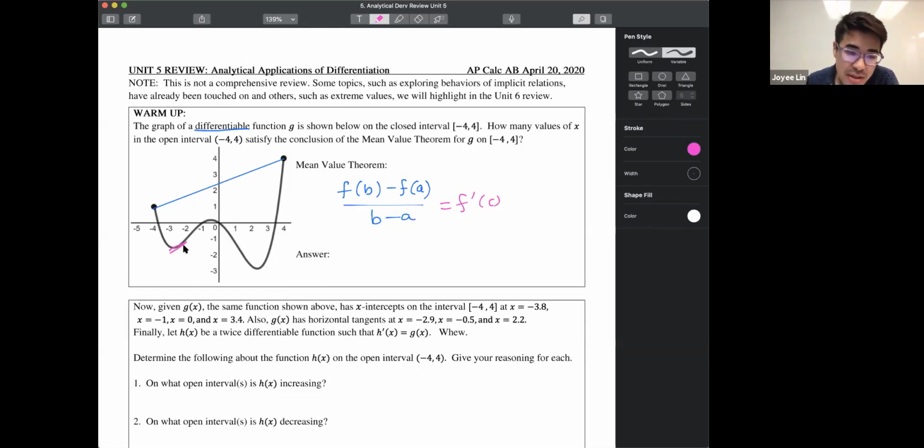This tangent line works. This one here, right there. This one here, right there. So the answer is 3. There are 3 points at which the tangent line is equal to the secant line.